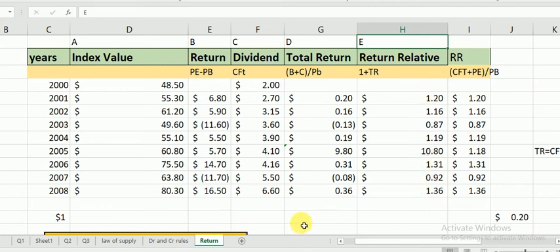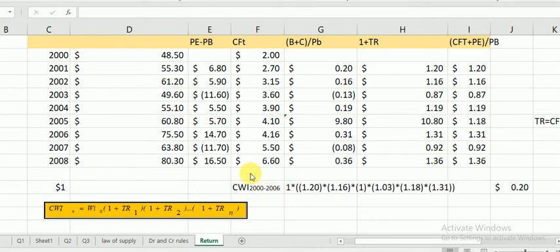Now here, the cumulative wealth index, I want to calculate from 2000 to 2006. From here, from 2000 to 2006, I want to calculate the cumulative wealth index.